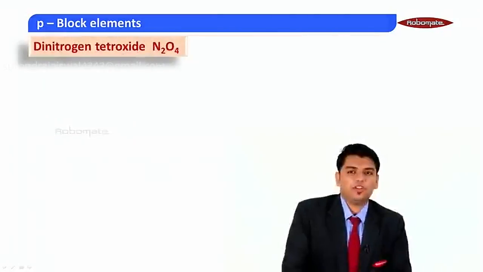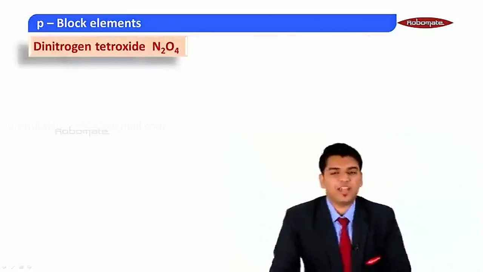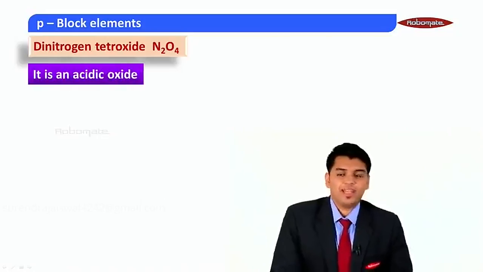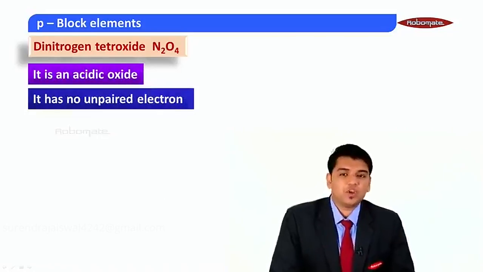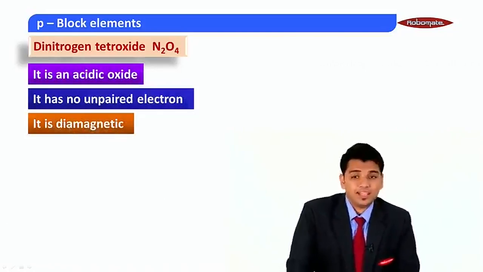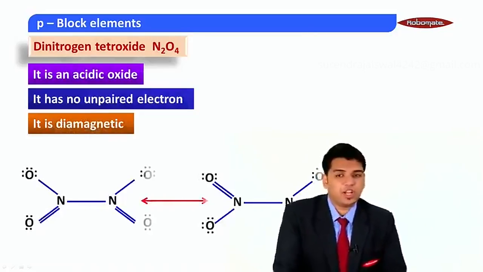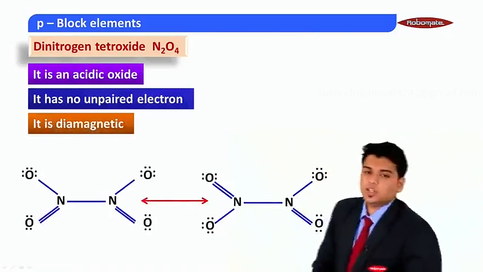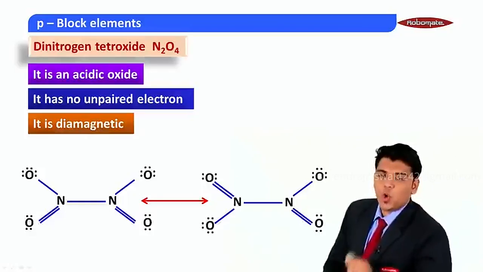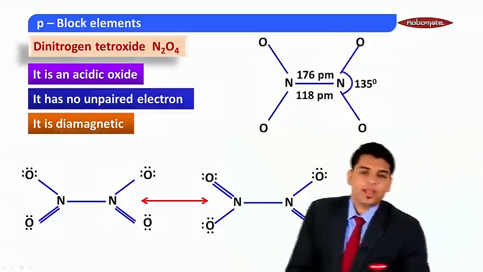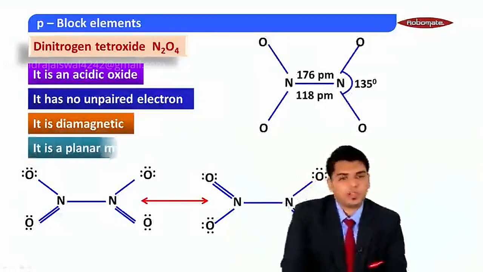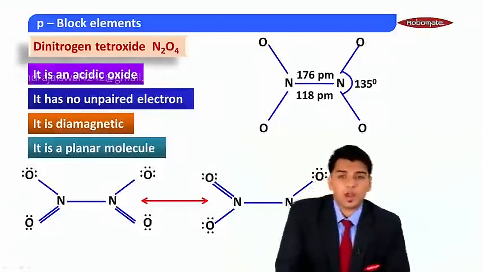We will now go to the next one, that is dinitrogen tetroxide, which is N2O4. It is an acidic oxide. It has no unpaired electrons. It is therefore diamagnetic in nature. And this is how its Lewis structure looks. There are no unpaired electrons. And this is how its structure looks. Therefore, it is a planar molecule.